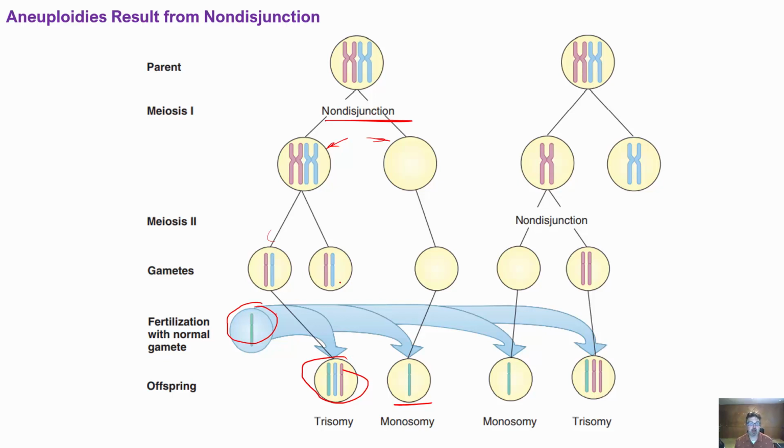And of course, this could result another way. You could have a sperm cell with no chromosome at that location fertilizing an egg cell that has just the right amount. So there are, of course, other variations on this.